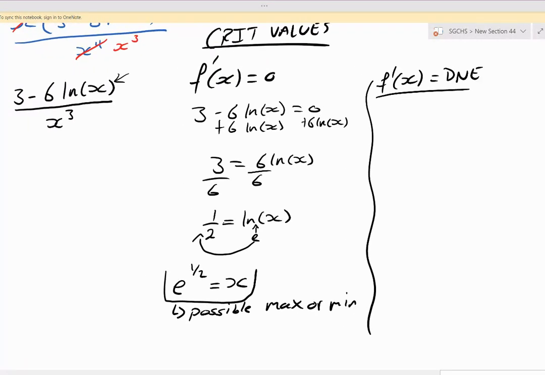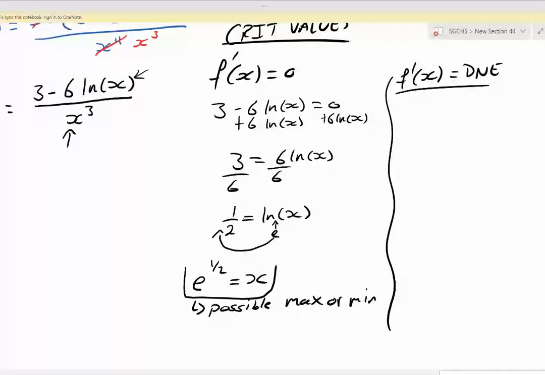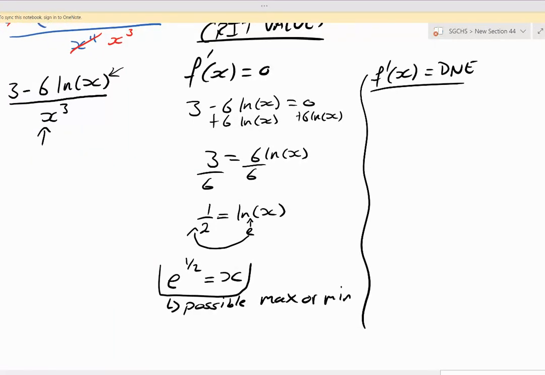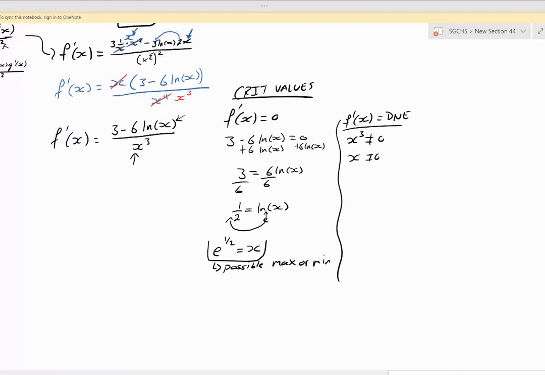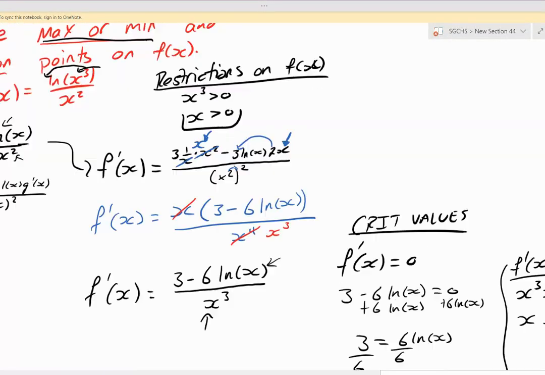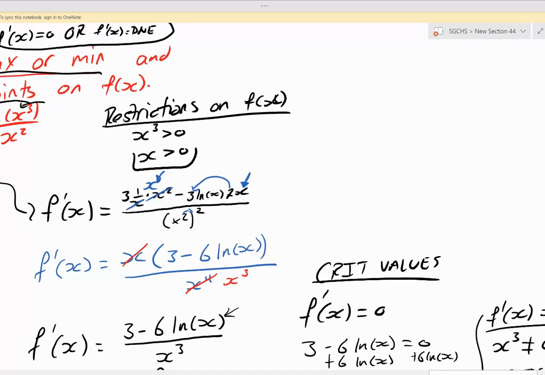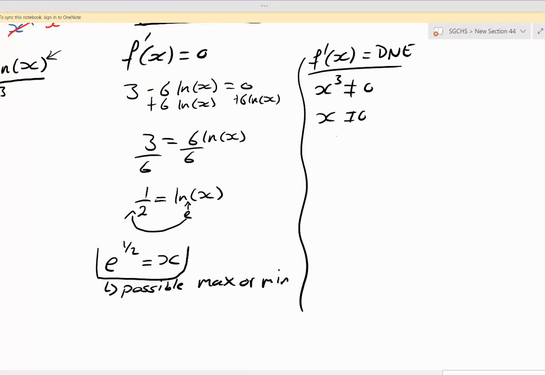Well, our first derivative won't exist when our denominator equals 0. So in this case, x cubed cannot equal 0, so that means x cannot equal 0. But this is why finding our restrictions is important in the beginning. Remember, we have a restriction here where it says x has to be greater than 0. We have no possibility to ever equal 0. So this we're actually going to ignore.